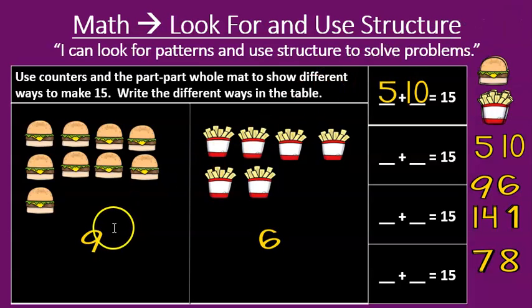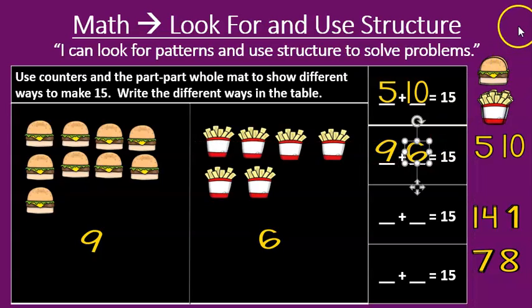Now look, 9 plus 6 is going to equal 15. So that is correct. So the next thing we're going to do is just put 9 here. And we're going to put 6 here because 9 plus 6 does equal 15, okay? Now we're done with our second addition equation.